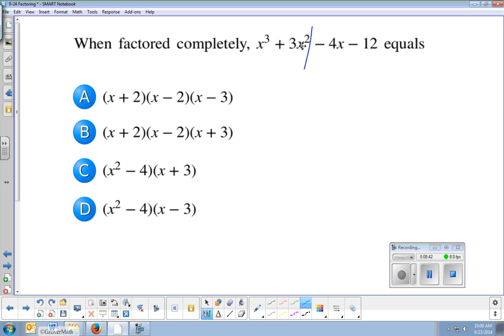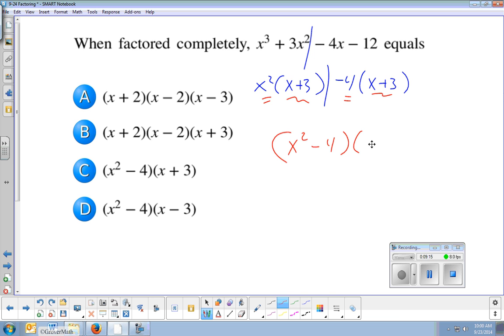So x cubed plus 3x squared, I could take out an x squared, and I'll be left with an x plus 3. Then on this side, I could take out a negative 4, and I'm left with an x plus 3. And remember, when it comes to grouping, it's vital that these match. And not only do they have to, but it also is a good way to confirm you're right so far. Then you combine the GCF from the left and the GCF from the right to be a factor, paired with the common quotient x plus 3.